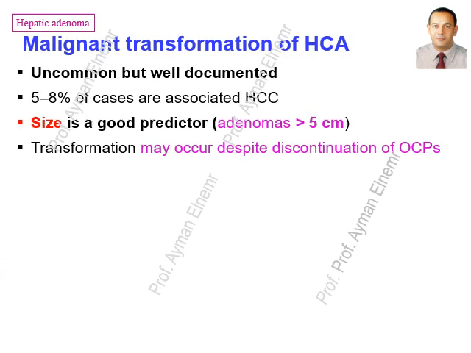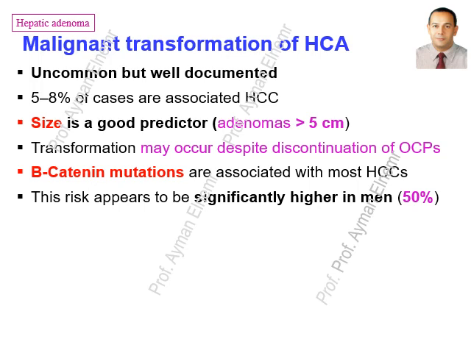Malignant transformation of hepatocellular adenoma is uncommon but well documented. In most series, 5 to 8% of cases are associated with hepatocellular carcinoma. The size is a good predictor of malignancy, with hepatocellular carcinoma occurring in adenomas more than 5 centimeters in diameter. Transformation from adenoma to carcinoma may occur despite the discontinuation of oral contraceptive pills.